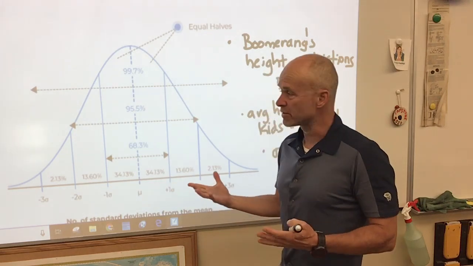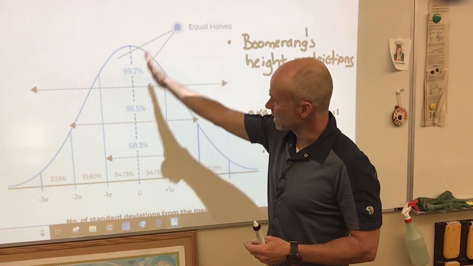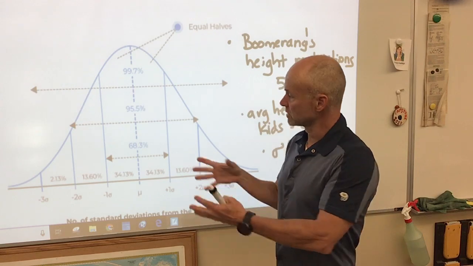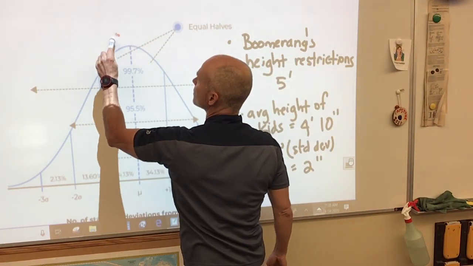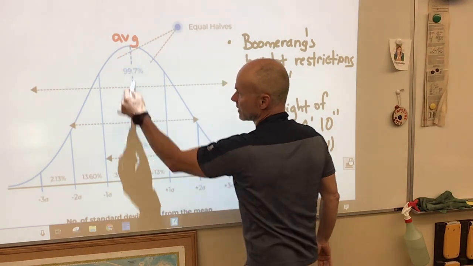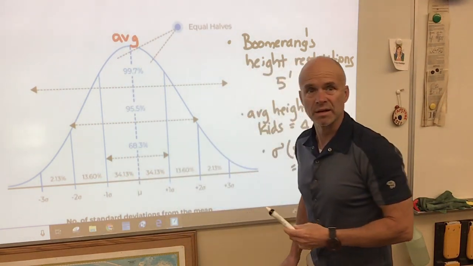Let's first talk about the average. So the average is that center line. This is where most people sort of fall. So this is the average. So I'll put the average right here. This here is the average. It's sort of like the center point.